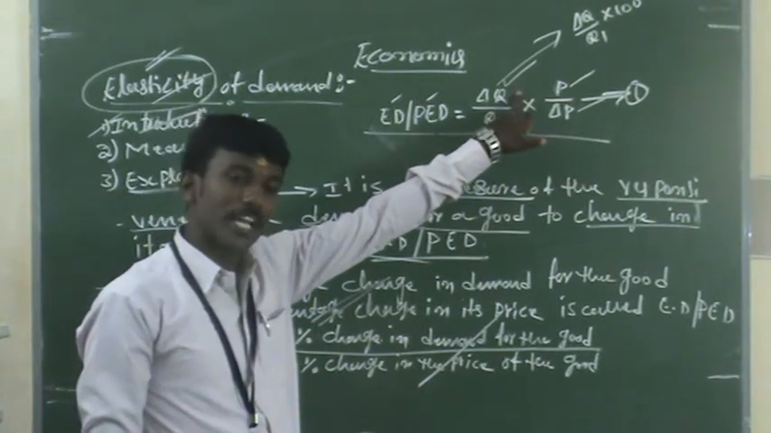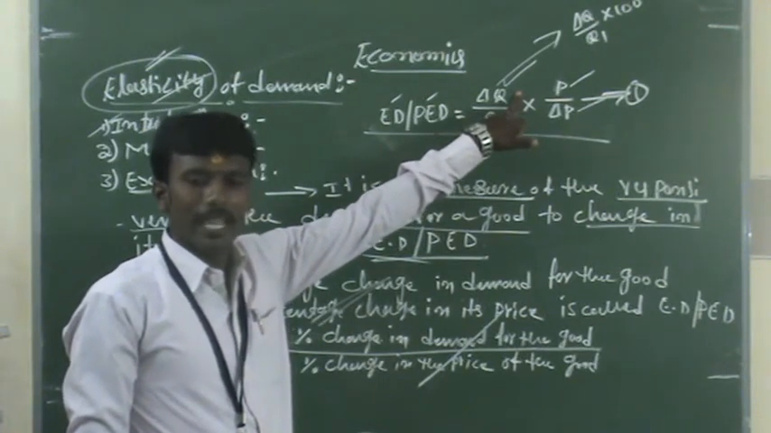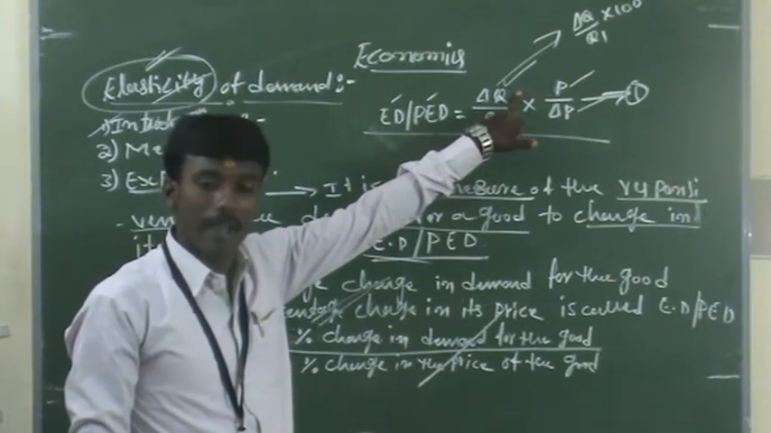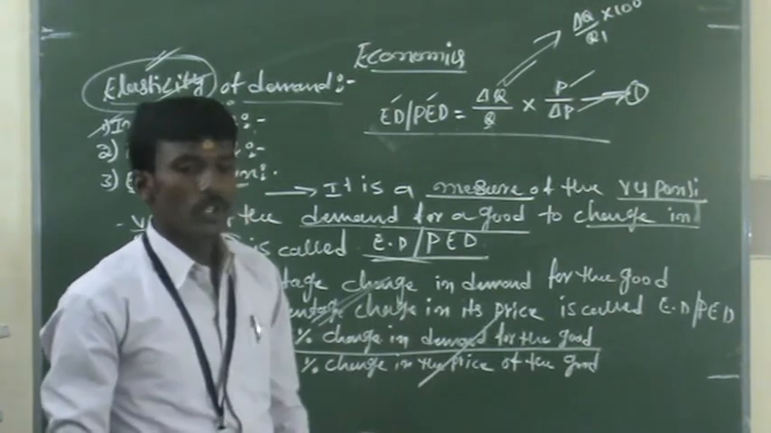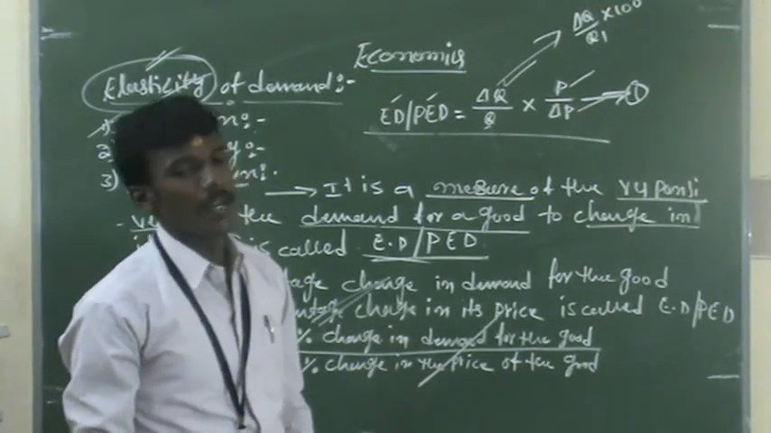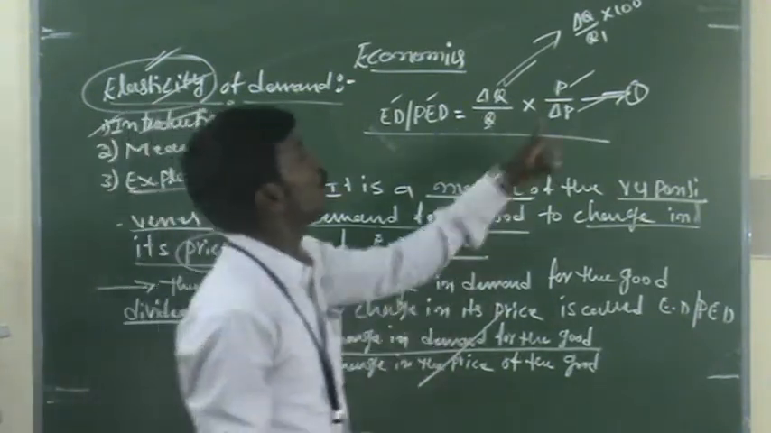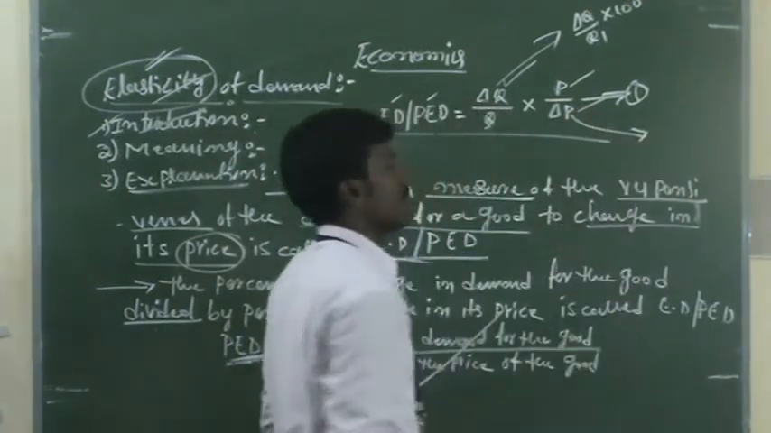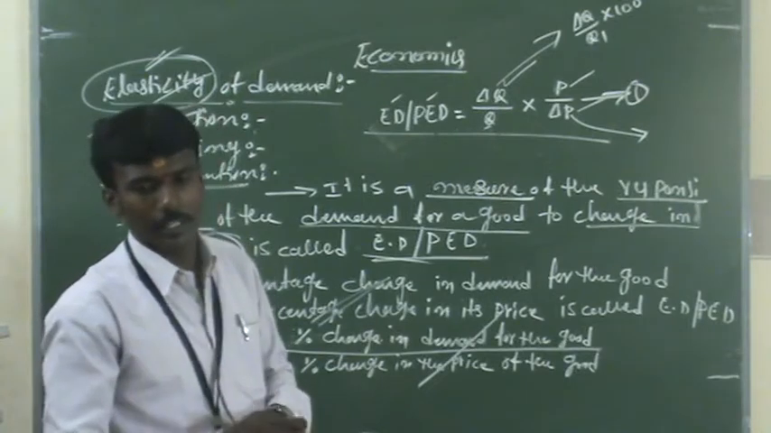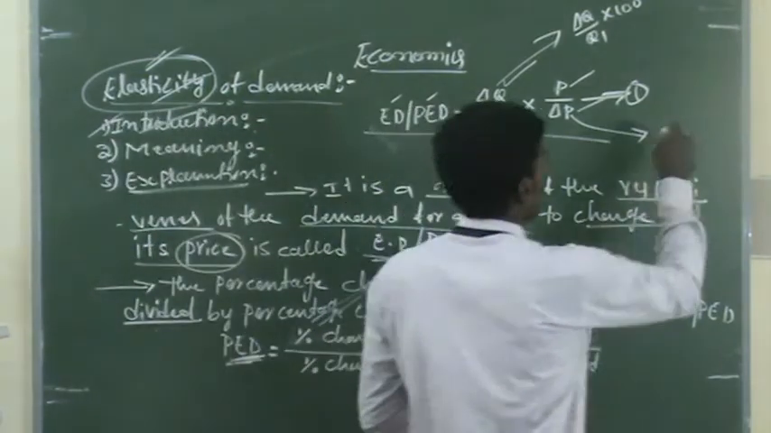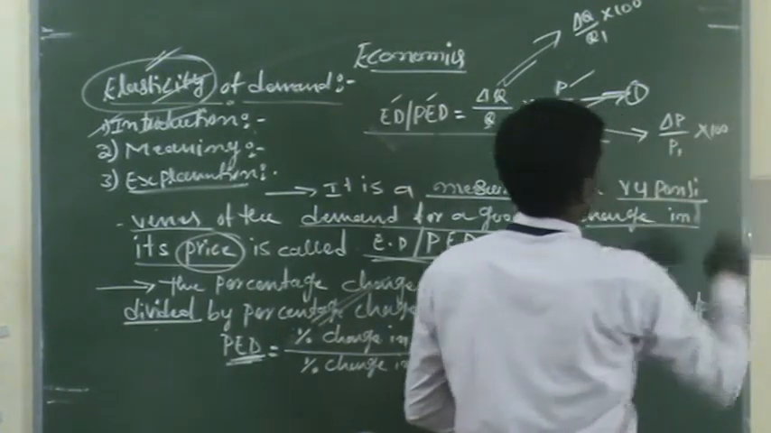ಬೇಡಿಕೆಯಲ್ಲಿ ಆಗ್ತಾ ಇರತಕ್ಕಂತ ಶೇಕಡಾವಾರು ಬದಲಾವಣೆಯನ್ನು ಫೈಂಡ್ ಮಾಡತಕ್ಕಂತ ಸೂತ್ರ. Okay, the percentage change in quantity of demand is delta Q divided by Q1 into 100. At the same time, the percentage change in price is delta P divided by P1 into 100.